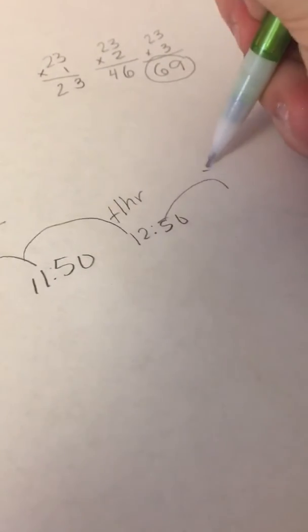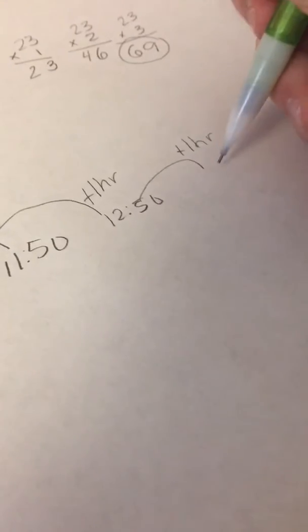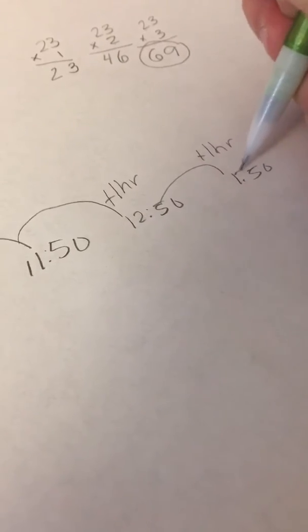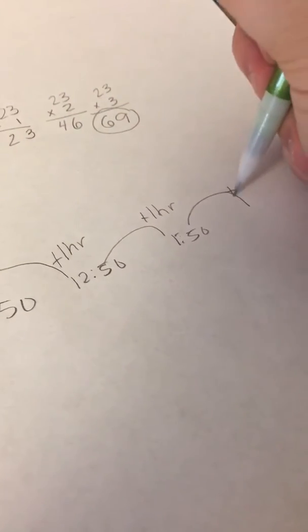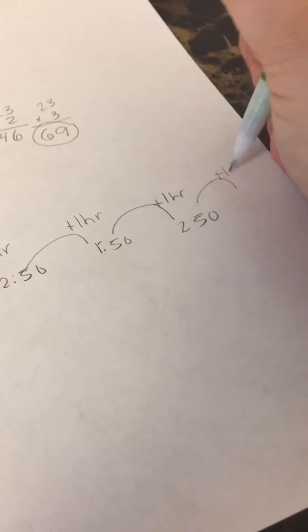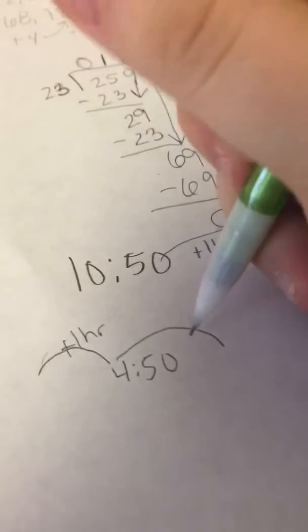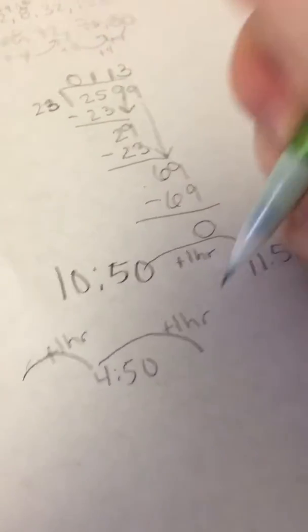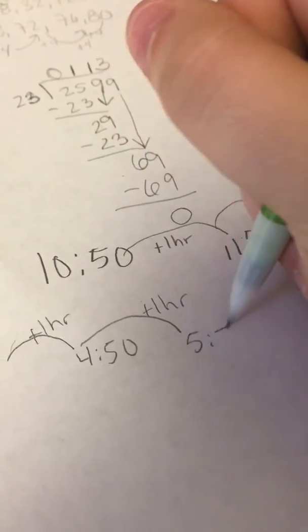Our third hour takes us to 1:50. If we add another, the 4th hour, takes us to 2:50. Add the 5th hour, it takes us to 3:50. From 3:50, I add another hour, takes me to 4:50. When I add another hour, I arrive at 5:50.